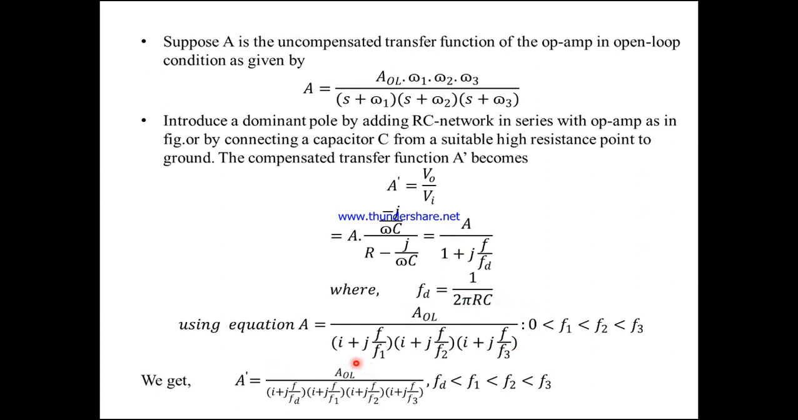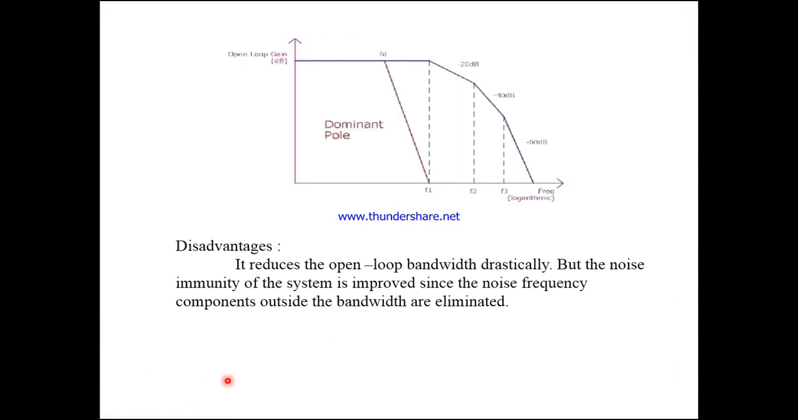Using these corner frequencies, that is A OL divided by the product of 1 plus j F by F1 into 1 plus j F by F2. Similarly, for 0 less than F1 less than F2 less than F3, we get A dash, that is the compensated transfer function, which can be given by this equation. This is the dominant pole characteristics.